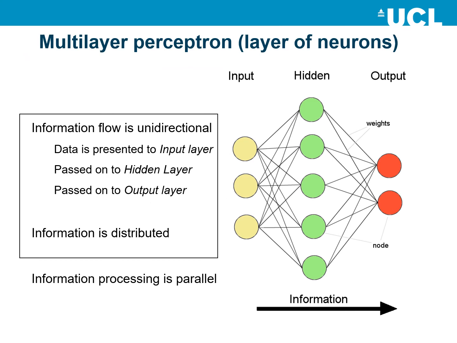If you want to learn complex functions, it's not enough just to use one neuron. What you need is a complicated multi-layer perceptron, a combination of many neurons and many hidden layers. Your information flow is unidirectional. Data or features are presented to your input layer, to your input neurons, and this information is passed on to the hidden layer. The output of your hidden layer is passed on to the output layer. One neuron's output is another neuron's input.